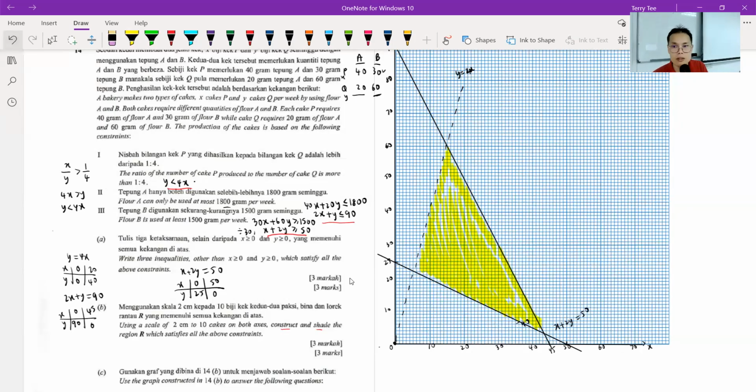I hope you know the 2x plus y equals 90 is representing the other line. Yeah, maybe I'll just leave it. Yeah, it's representing this line here. Okay, all right. Anyway, I got my region R done.